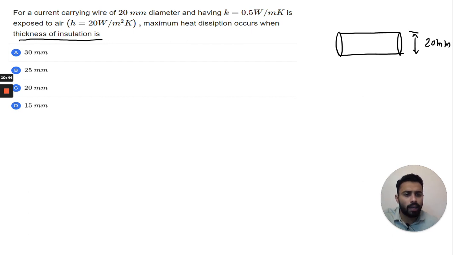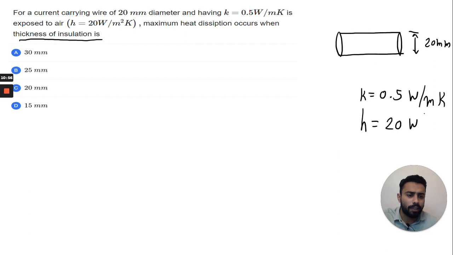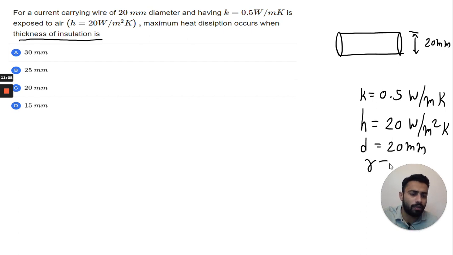And they have given the conductivity of this wire, which is 0.5. Do remember the unit of conductivity is watt per meter Kelvin, and the heat transfer coefficient they have given as 20, and it's watt per meter square Kelvin. Now the diameter is given as 20 mm. What will be the radius? Obviously half the diameter, which is 10 mm.